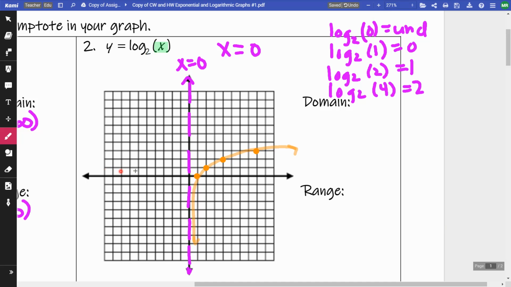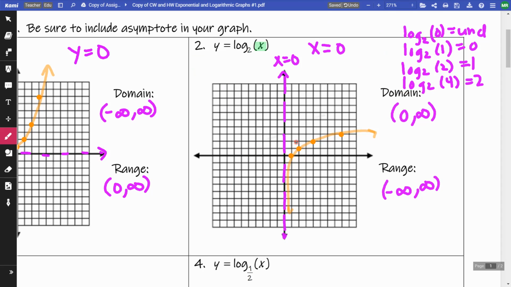Now for this, my domain are x's. So as I'm coming across, I have no graph, no graph, no graph. After 0, I have graph, but not at 0. So open bracket 0 to infinity. And then my range, it goes down to negative infinity forever and ever. It's going to continue to go up to infinity forever and ever. So negative infinity to infinity.